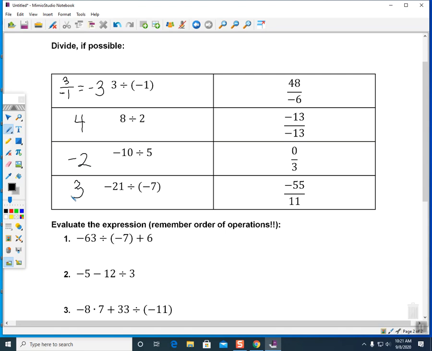I would like you to pause this now, complete the last 4 on your own, and then just come back and check to make sure that your answers match mine.